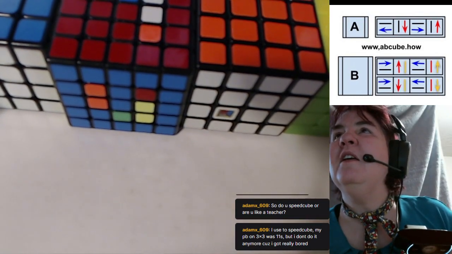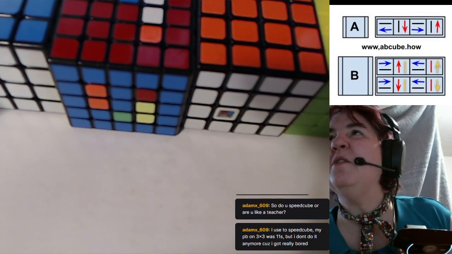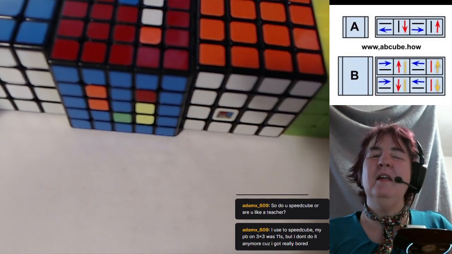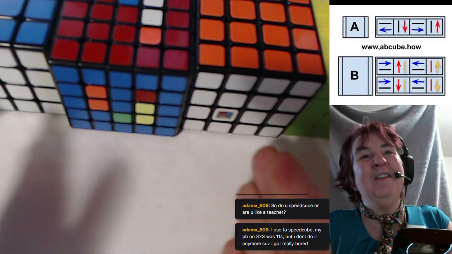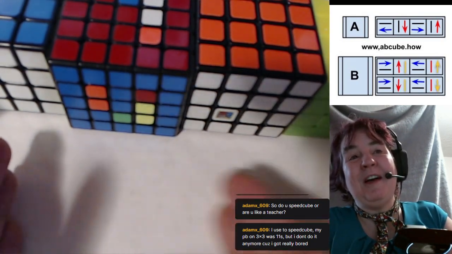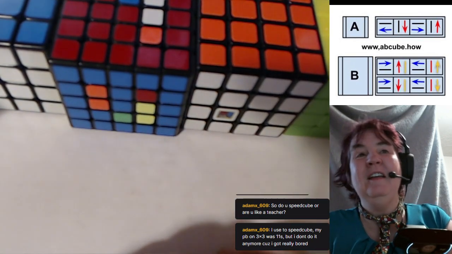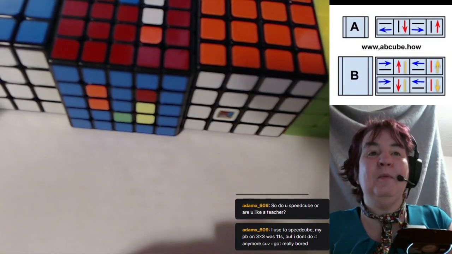I love to speed cube. My personal best on 3x3 was 11 seconds, but I don't do it anymore because I got really bored. When you're racing the clock, you're either going to keep getting faster and faster, or you're going to hit a wall and not be able to get any faster. And whenever you feel like you're not making progress, it's easy to get bored.